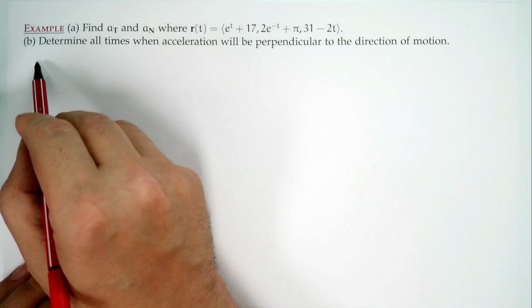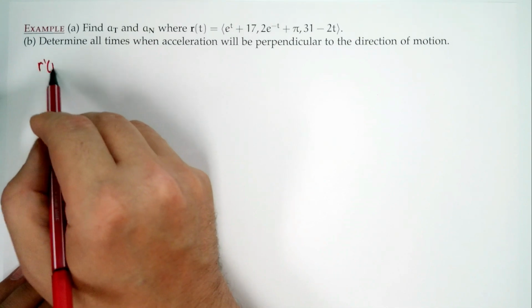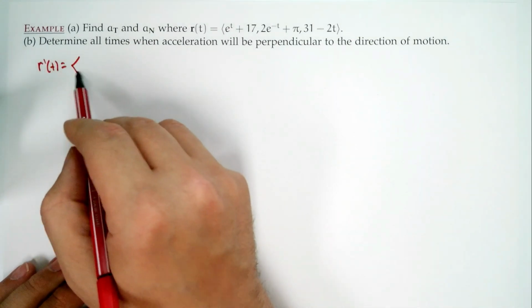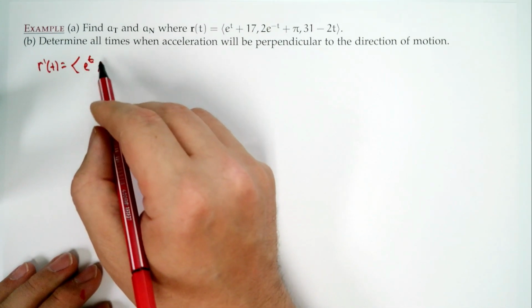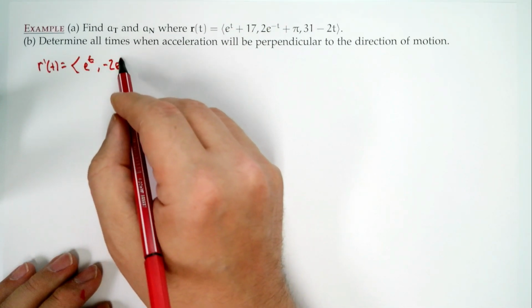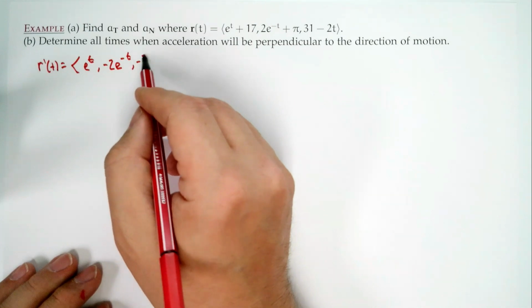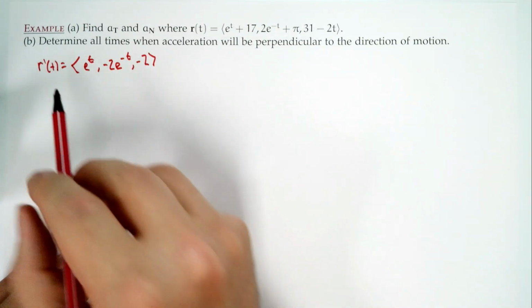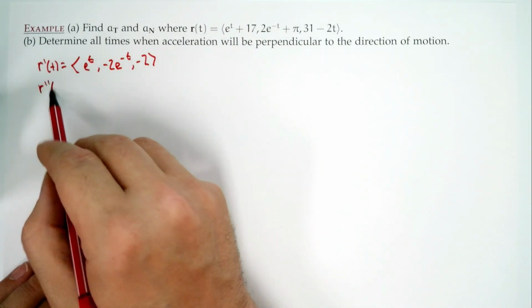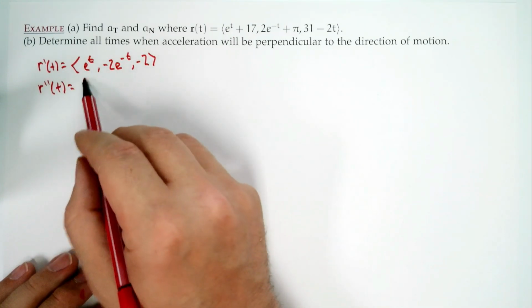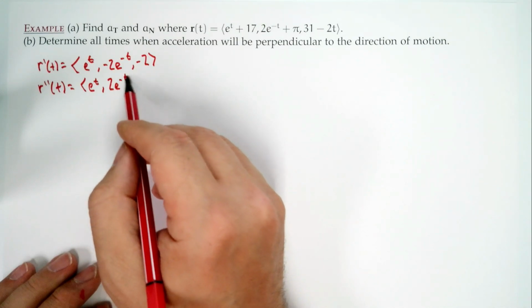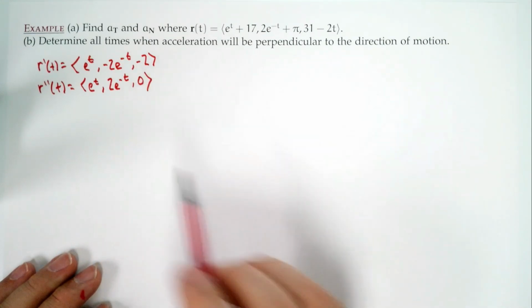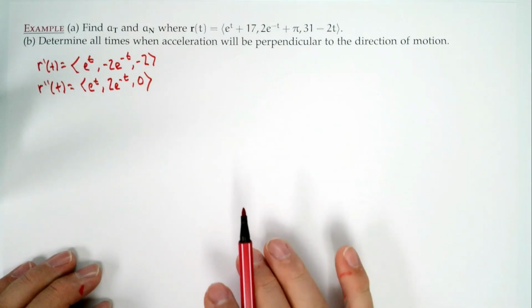So we have r, let's do r prime. So r prime, well, that'll be e to the t. Then the next term, minus 2 e to the minus t. And the last term is minus 2. All right, well, we're taking derivatives, r double prime. That'll be e to the t and plus 2e to the minus t. Last entry, 0. Gone. All right.